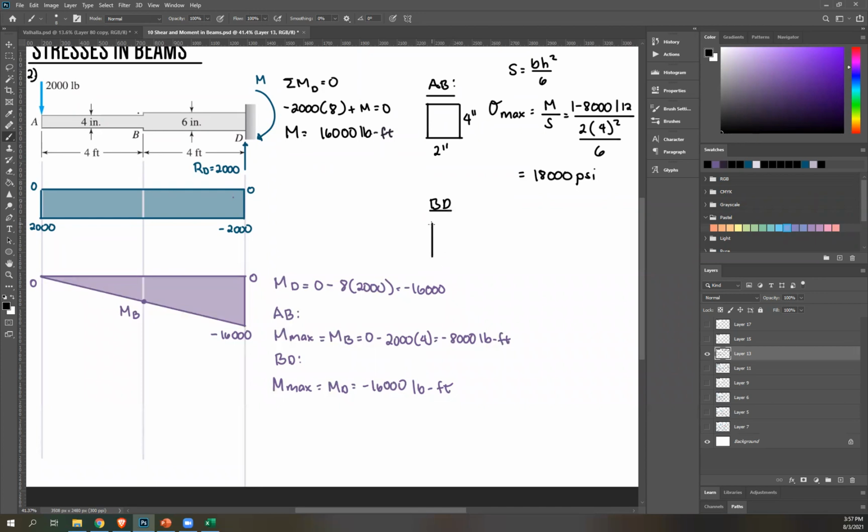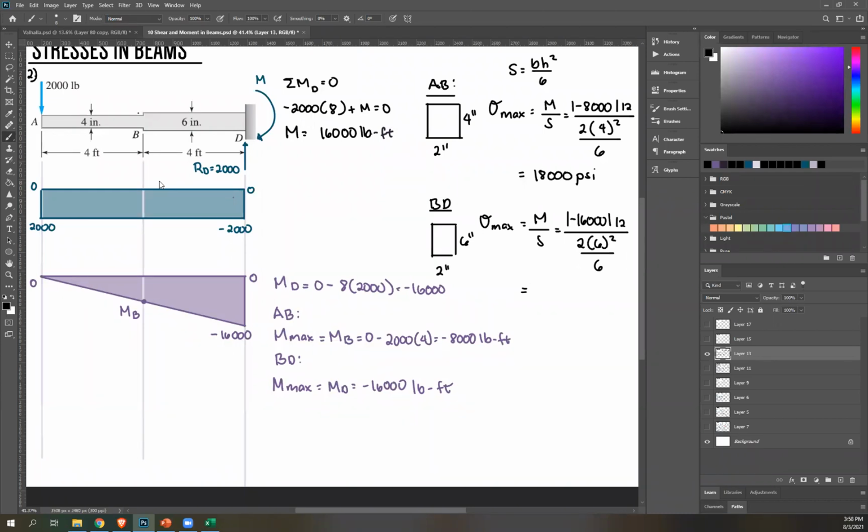So for BD, this is 2 inches still, but the height is different. It's now 6 inches. The equation is the same, M over S, but now our M is for BD. It's negative 16,000, but for maximum we're getting the absolute value. This is again in feet, so times 12 to convert to inches, over S. S is the same, BH squared over 6, so base is still 2. Height now is 6. Please solve. What's the answer?